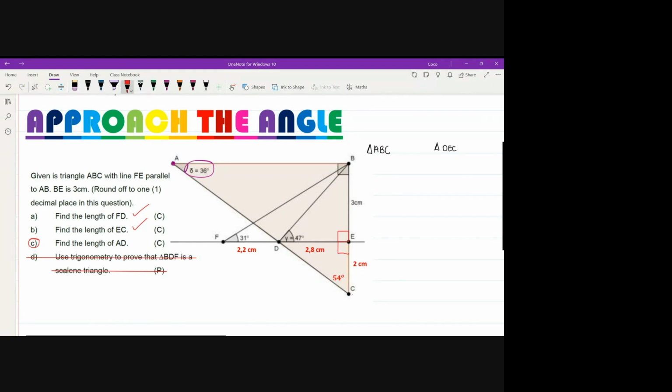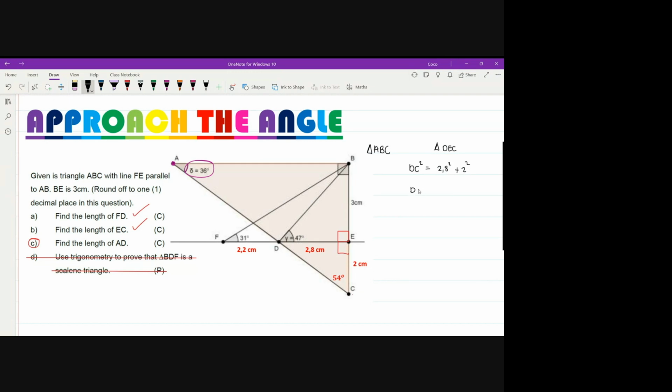All right, let's start with the easier one. I'm going to start with triangle DEC, and I'm going to calculate for DC. Now, Tristan says we should use Pythagoras. I'm going to do exactly that. So I know that DC squared is equal to DE squared, which is 2.8 squared, plus 2 squared.